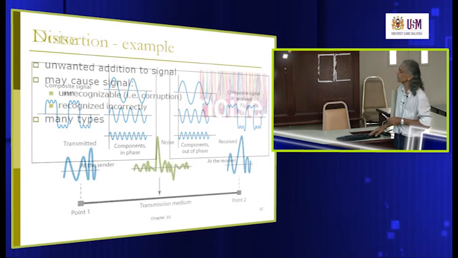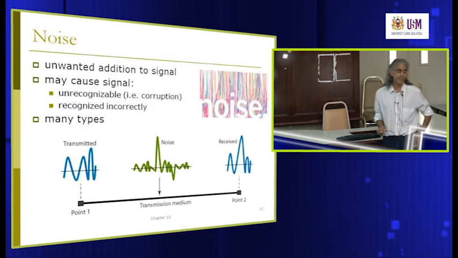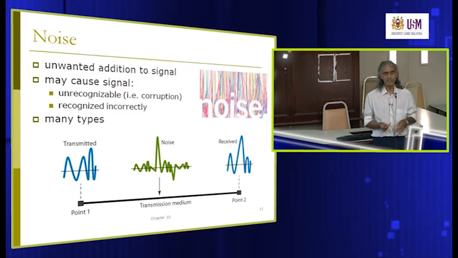If too much distortion. Now the third type of problem in transmission media is noise. So what is noise? Just like you know what noise is, when somebody is speaking, there's noise. So what is noise? Unwanted addition to the signal.